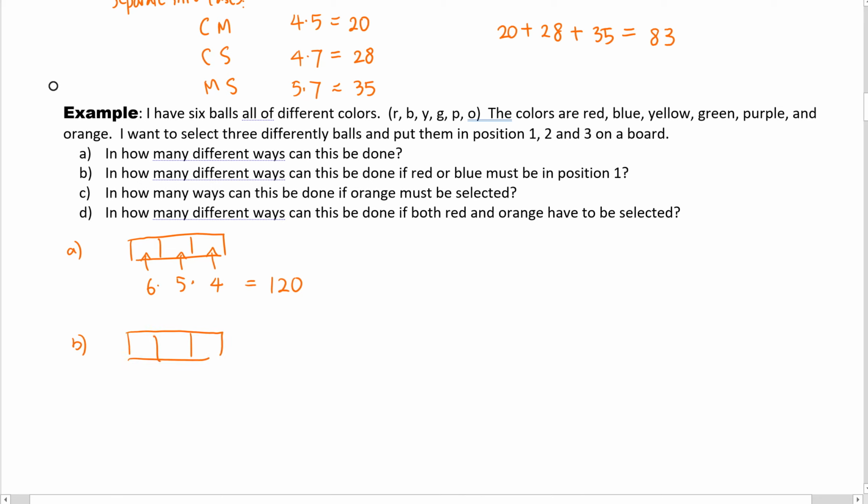Okay, position 1, it must be red or blue. So red or blue, then there's only 2 choices. And position 2, after you pick the first color, there are 5 choices left. Position 3, after we pick 2 colors, there are 4 choices left. So the answer is 40.